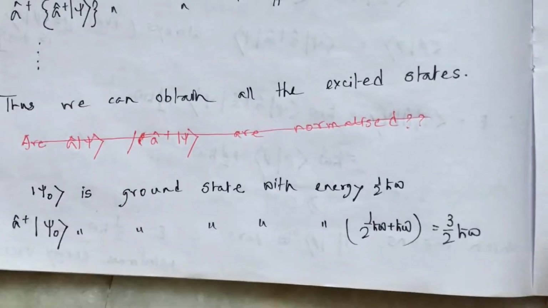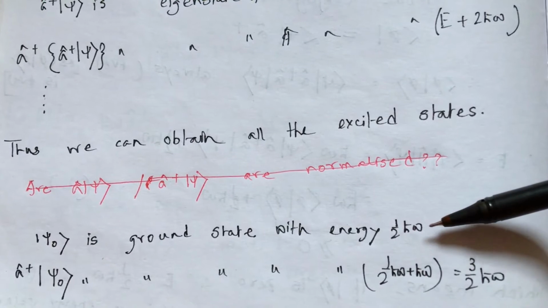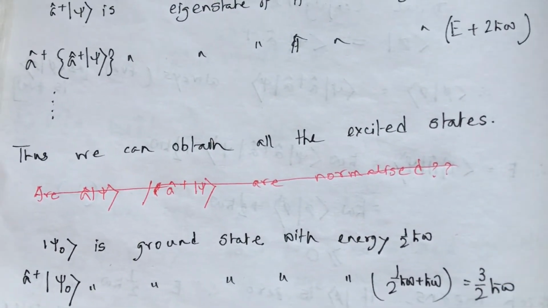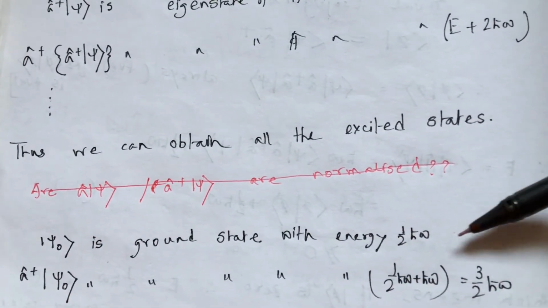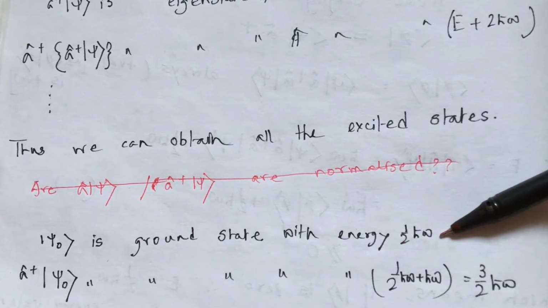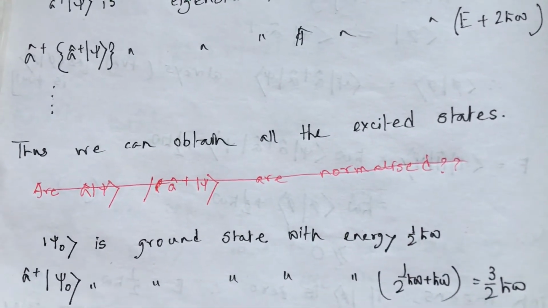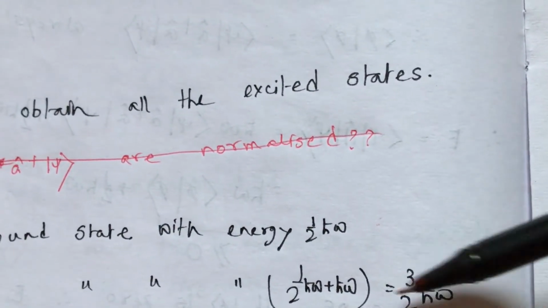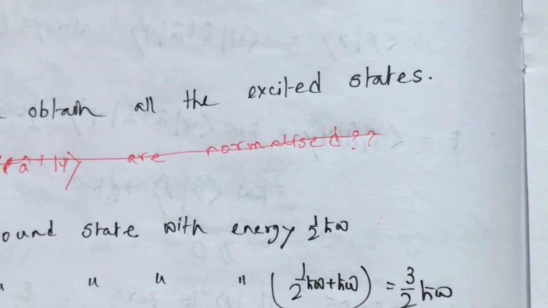Let's start with the ground state energy value half ħω. This is how I can generate the excited states, by applying the A dagger operator on the ground state psi 0. So this is my ground state energy value, half ħω. I know that if I apply A dagger on psi 0, the energy value will increase by an amount ħω. So now my energy value is 3/2 ħω.